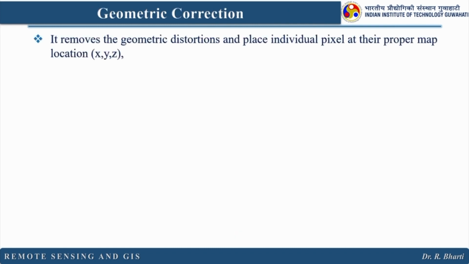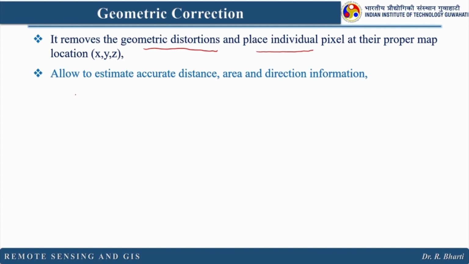Now, what do we do exactly in geometric correction? Here, we remove the geometric distortion and place individual pixels at their proper map location, that is x, y and z, right. X, y is your latitude, longitude, z is your DN number. Then it also allows us to estimate accurate distance, area and direction information.